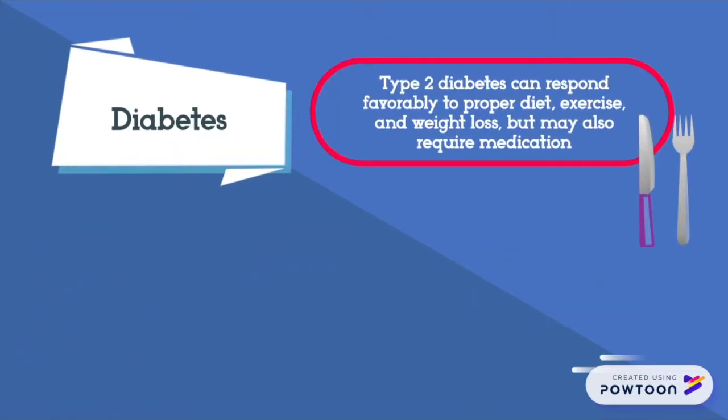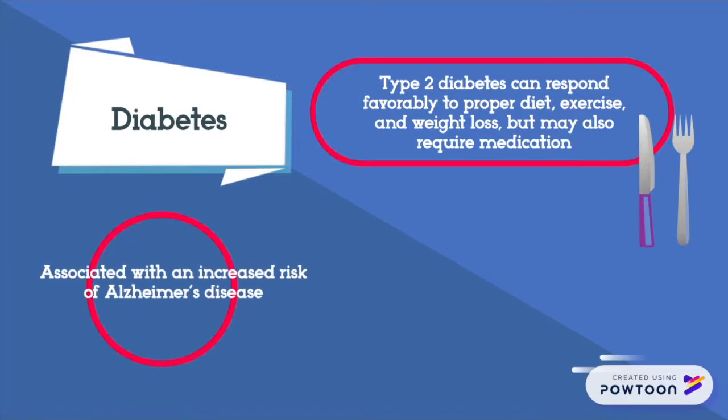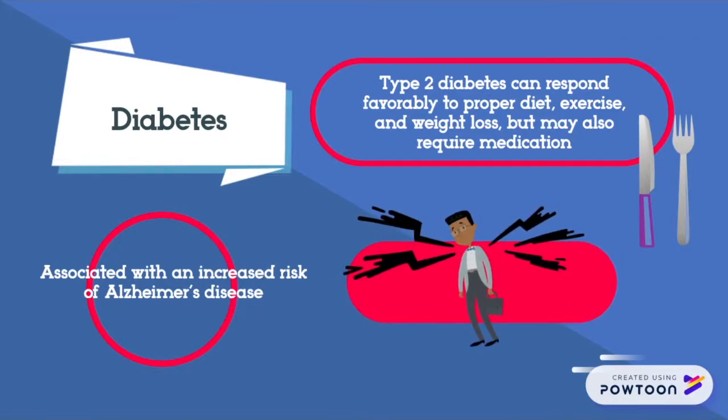Type 2 diabetes can respond favorably to proper diet, exercise, and weight loss, but may also require medication. Diabetes is associated with a higher risk of Alzheimer's disease. A study has found that high levels of stress in the workplace can accurately predict who will develop diabetes.